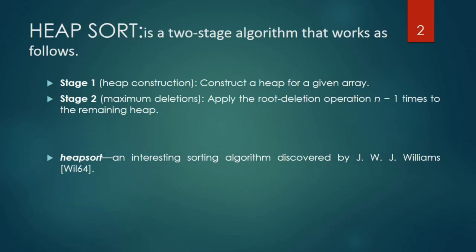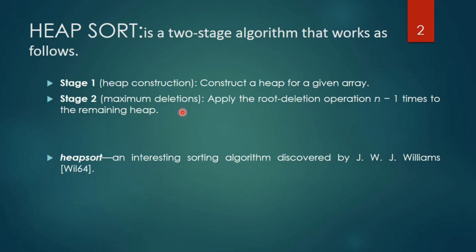Heap sort is a two-stage algorithm. Stage 1 contains heap construction and stage 2 contains maximum deletion. Heap construction is nothing but you are going to construct a heap for a given array, which I have already explained in the heap construction video. You can refer to that video.